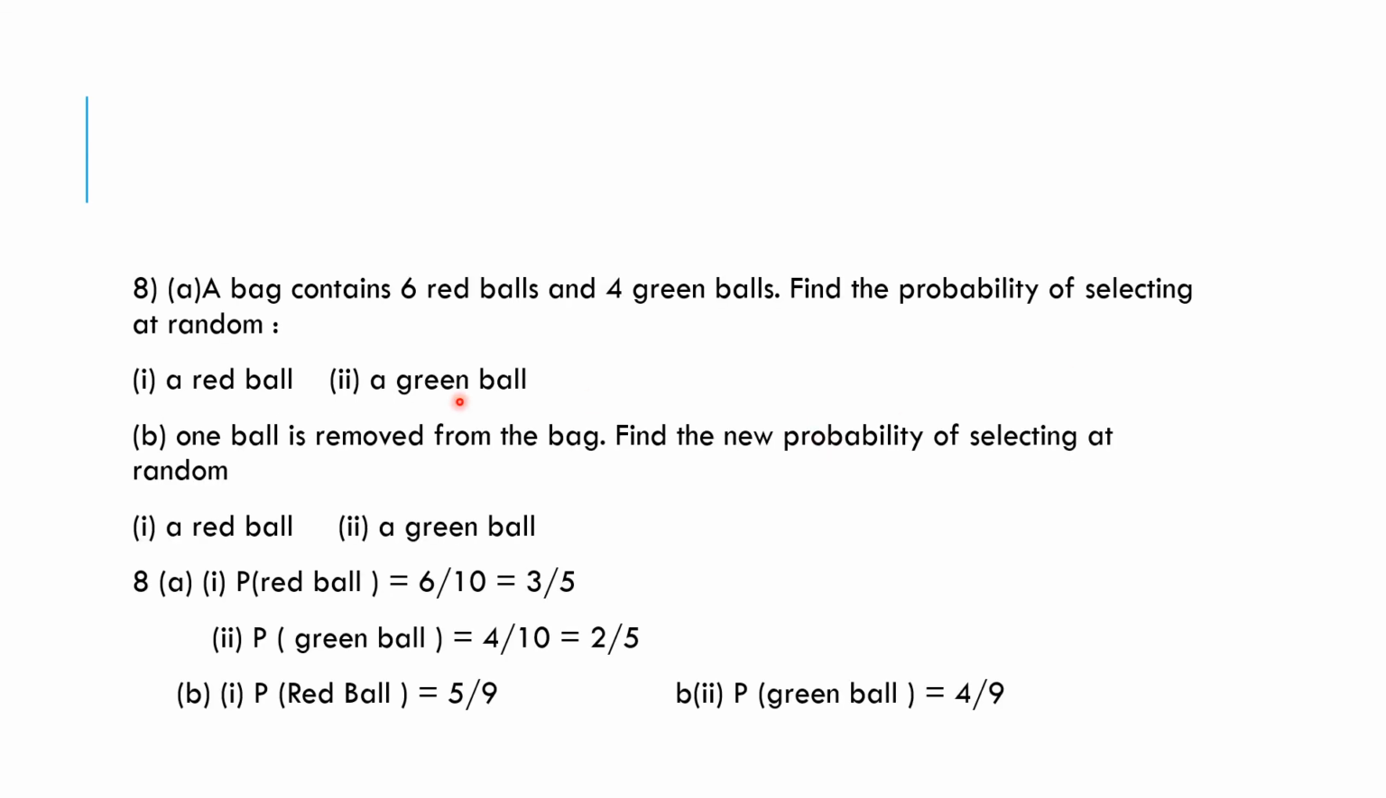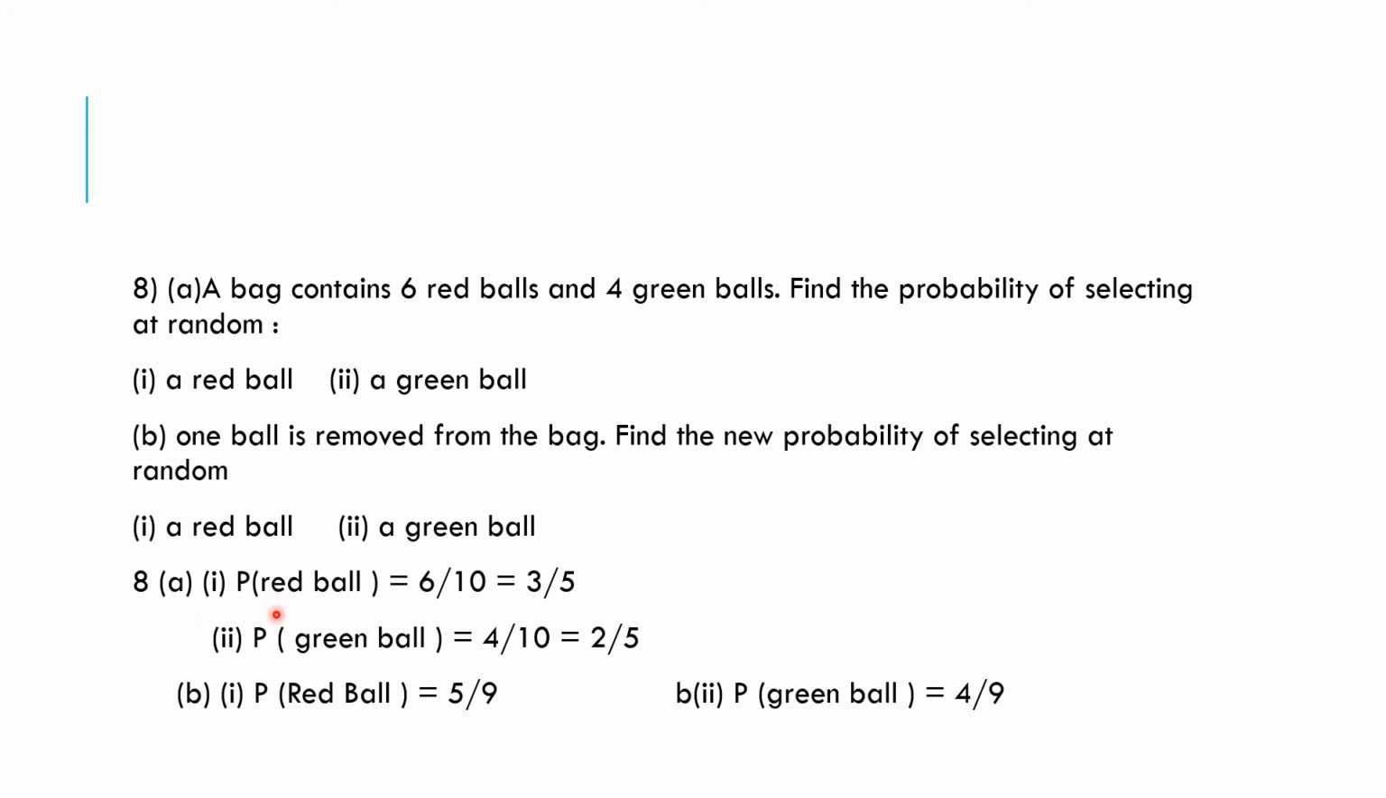Okay, let's have a look at another question. A bag contains 6 red balls and 4 green balls. Find the probability of selecting at random, number 1, a red ball, number 2, a green ball. And B part says, one ball is removed from the bag. Find the new probability of selecting at random a red ball and a green ball.